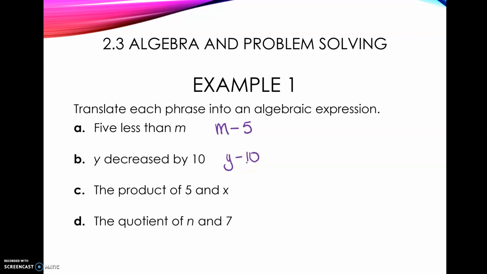The product of 5 and x, product means multiply, so this would be 5x. Quotient means divide. So the quotient of n and 7 is n divided by 7. Another phrase that would mean n divided by 7 would be the ratio of n to 7. So if you see the ratio of something to something, that first thing goes on top, the second thing goes on bottom.